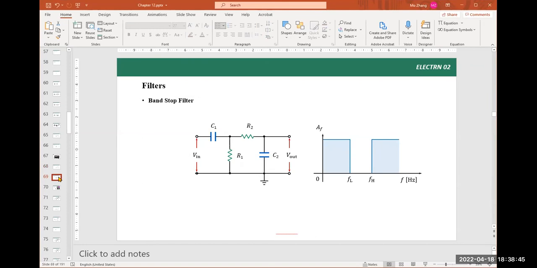And here we have a band stop filter, which removes the signals in a certain range and only keeps signals in the lower band and also the higher band. Any frequency, any signal between certain frequencies gets removed, cleared.